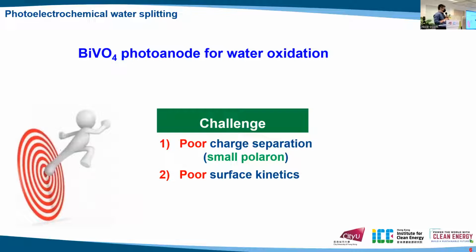The first is poor charge separation, which is mainly limited by the small polaron formation. The second is poor surface kinetics, either in the surface catalysis or surface charge transfer kinetics. So we're thinking of one strategy to address these two challenges simultaneously, and we plan to modify our bismuth vanadate photoanode with phosphorus dopants. But before introducing this project, I would like to give a brief introduction about small polaron, which may be a relatively new term to some of our audience today.